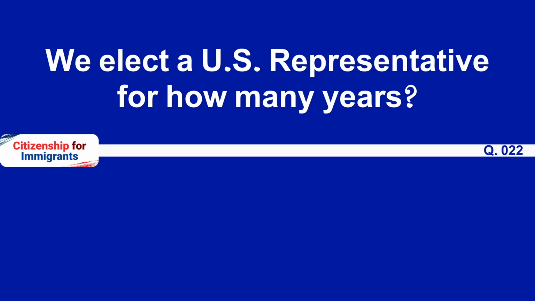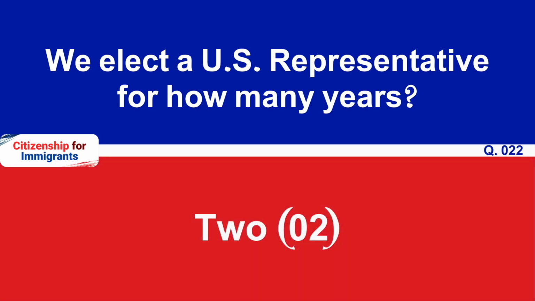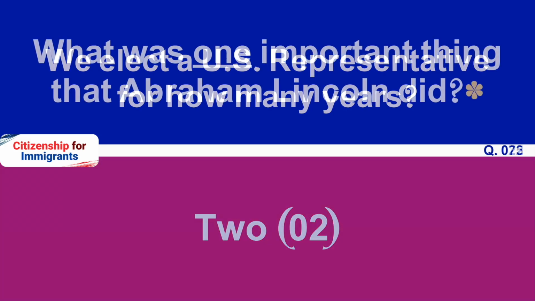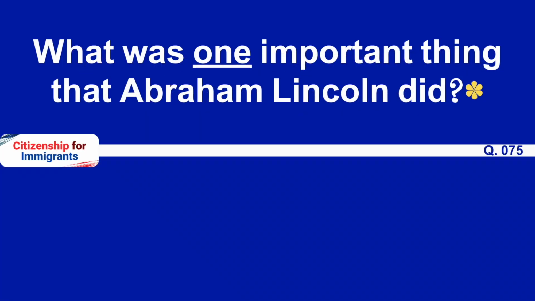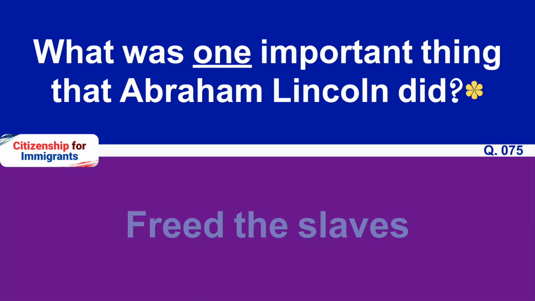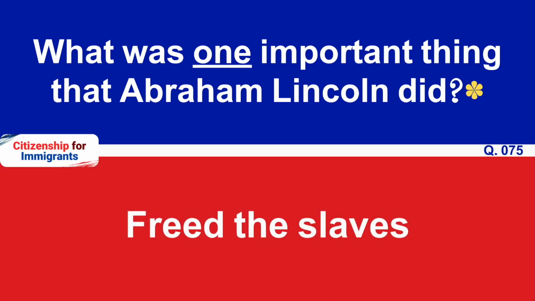We elect a U.S. representative for how many years? Two. What was one important thing that Abraham Lincoln did? Freed the slaves.